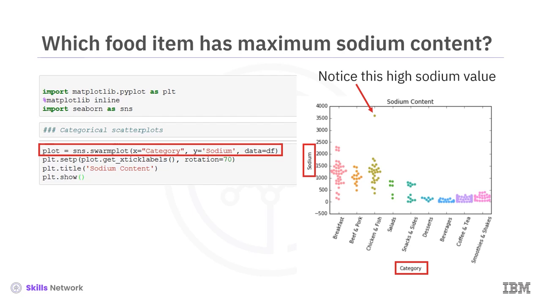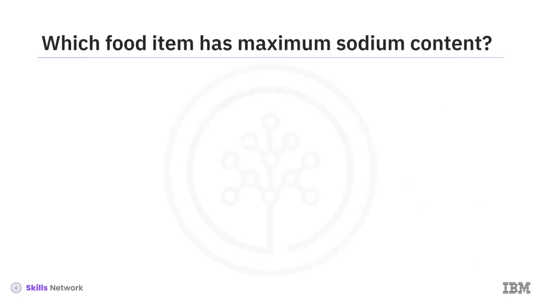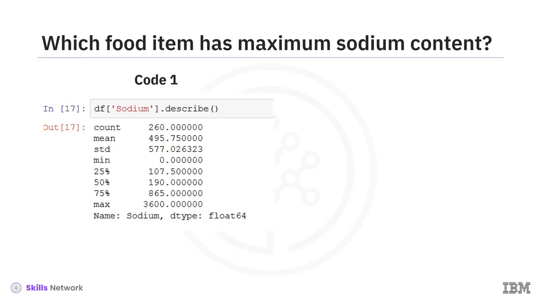Let's further explore this high sodium value and identify which food items on the menu have this value for sodium. Let's do some basic data analysis using Python to find which food items on the menu have maximum sodium content. To check the values of sodium levels in the food items within the dataset, we use the code as shown in Code 1. The describe method is used to understand the summary statistics associated with sodium.